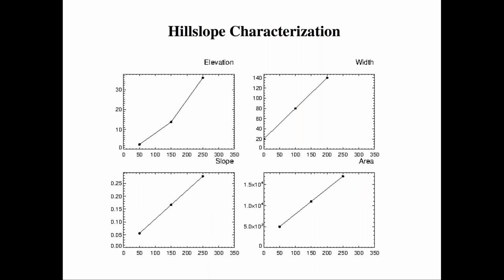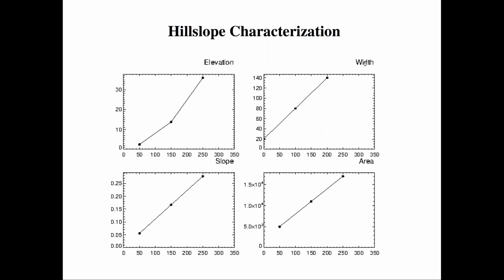Okay, so then, essentially you have to distill this information down into something that the model can ingest. And so here's an example of what this would look like. So here's a plot showing, in the upper left, for example, elevation as a function of the hillslope length. So this would be a 350 meter hillslope, and with 3 columns. And so you can pull out essentially the average elevation for each of the columns.